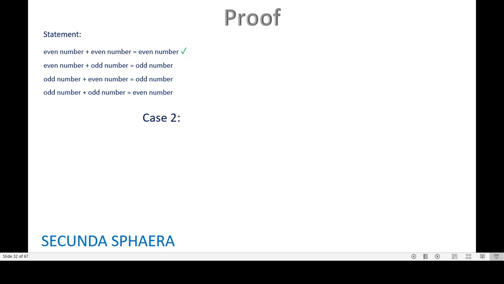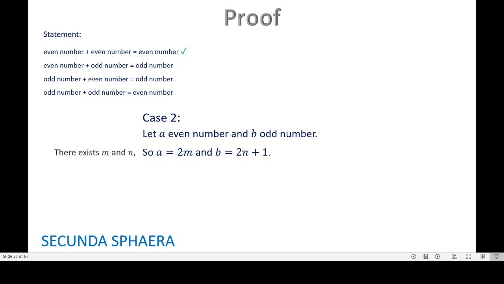We have an even number plus an odd number. So let A be an even number and B be an odd number. Again, we just go for A equals 2m and B equals 2n plus 1. Again, m and n are numbers that exist. Importantly, this m and this n are not necessarily the same as in the previous case. They are just two general numbers, m and n, that make A and B have the properties they are defined with.